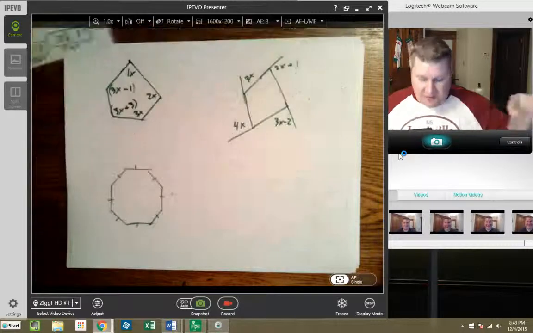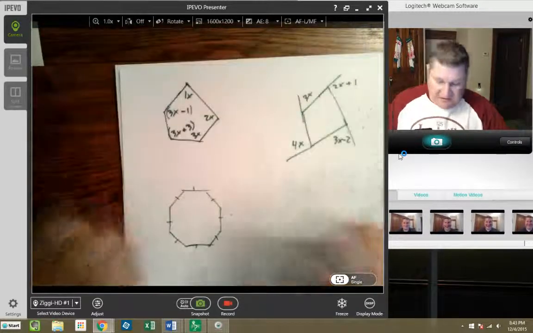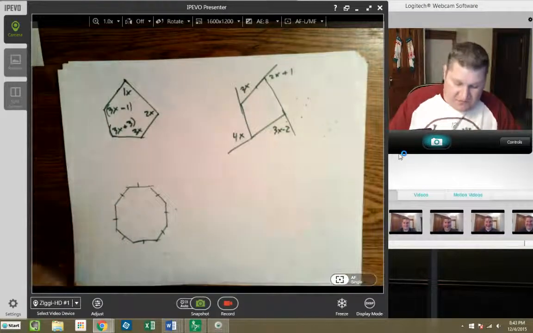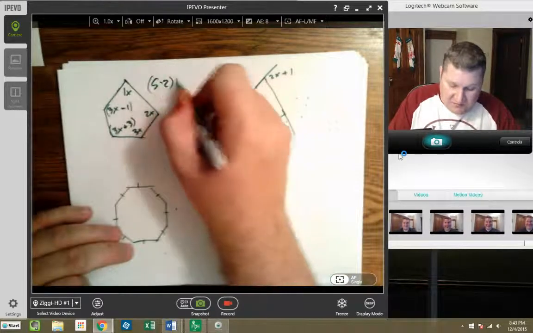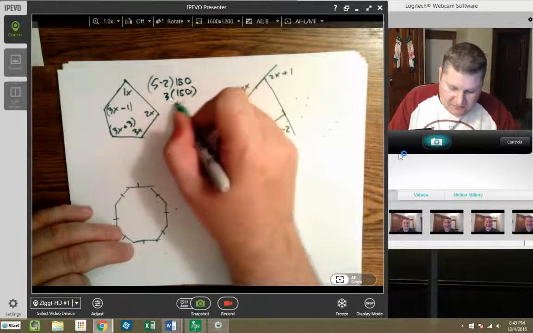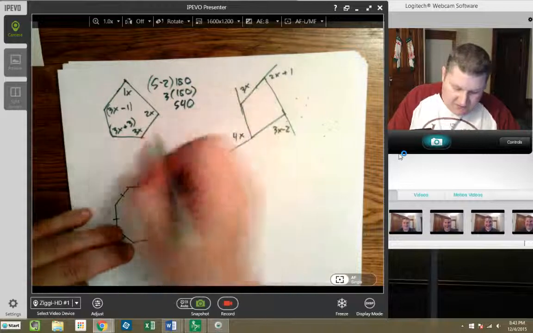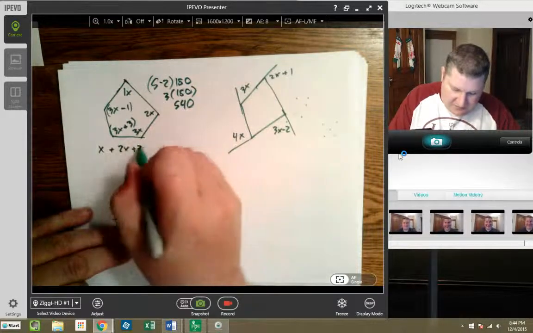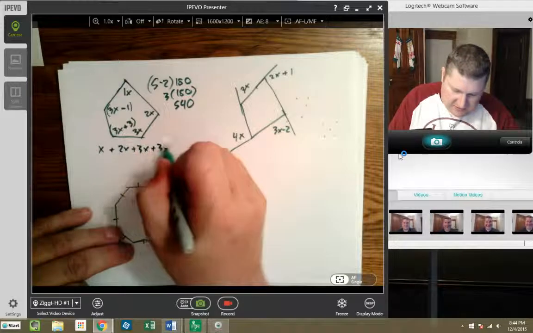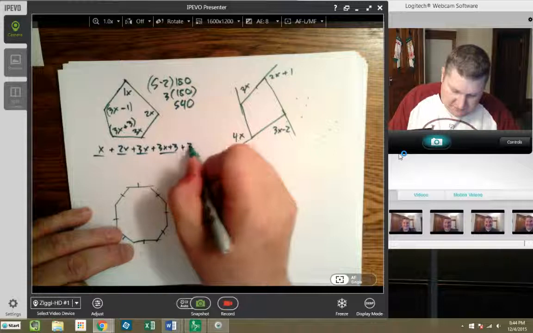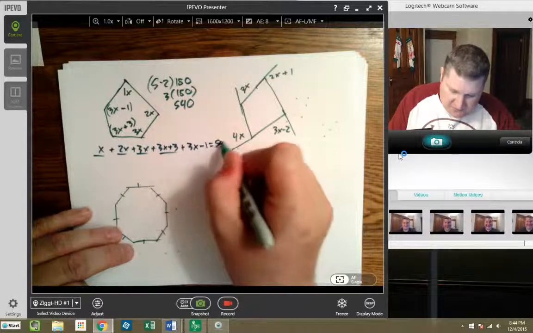Now let's take a look at a couple examples. In this case, I have a 1, 2, 3, 4, 5-sided figure. In a 5-sided figure, that's going to be 5 minus 2 times 180. So that's 3 times 180. That's going to be 540. So I would say that x plus 2x plus 3x plus 3x plus 3 plus 3x minus 1 equals 540.